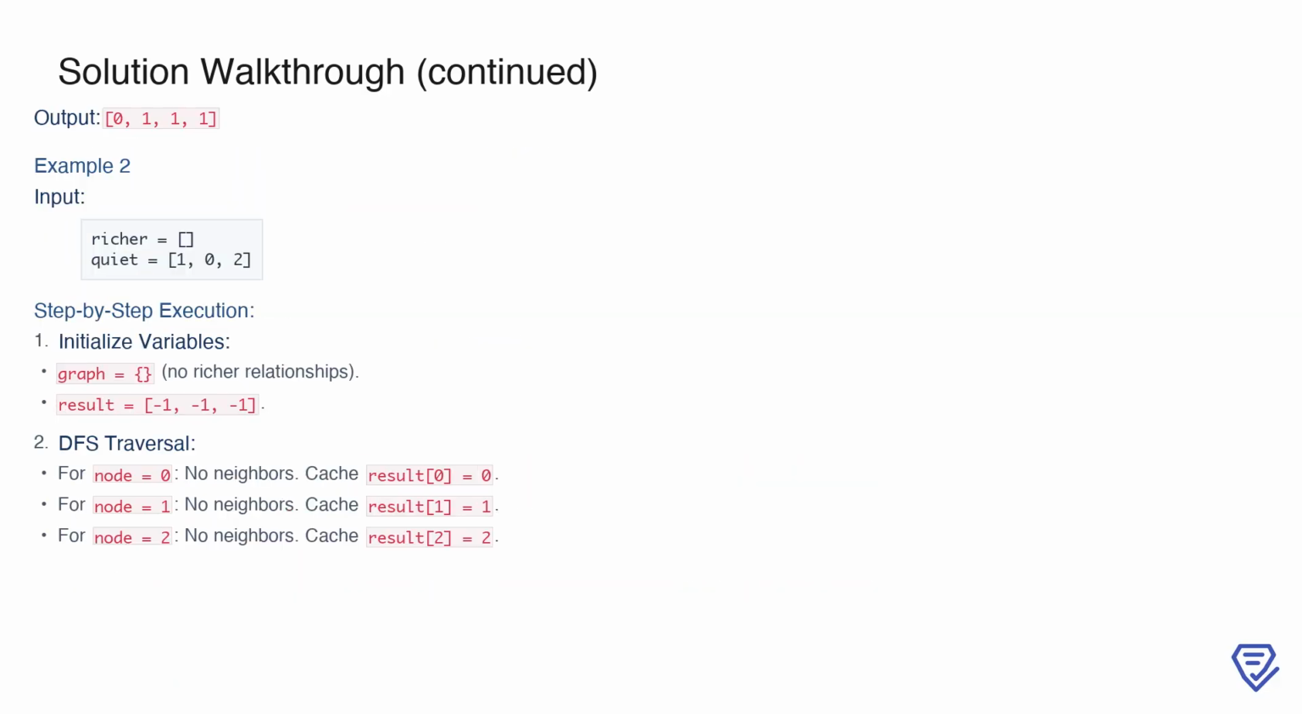The output for this example is 0, 1, 1, 1, which means that the quietest person who is richer than or equal to node 0 is node 0 itself, for node 1 it is node 1, and for both nodes 2 and 3, the quietest person is node 1.